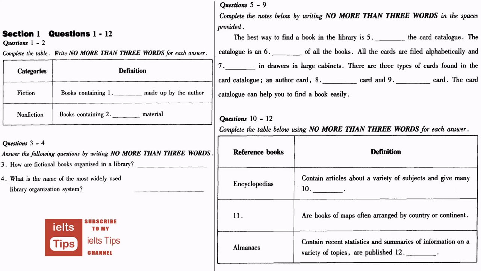All the fictional books in a library are grouped in one section. They are arranged alphabetically by the last name of the author. Many libraries also label the spines of all books of fiction with the letters FIC or F. All libraries have a system for organising and classifying non-fiction books. The most widely used system is the Dewey Decimal System. It was designed by an American librarian named Melvin Dewey.